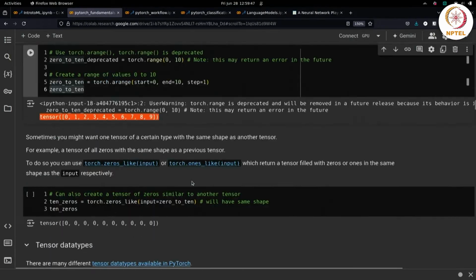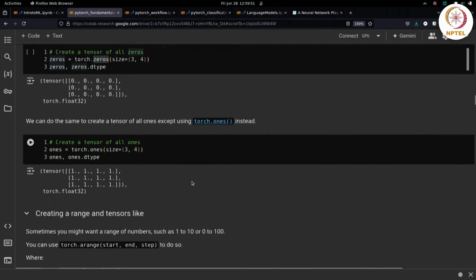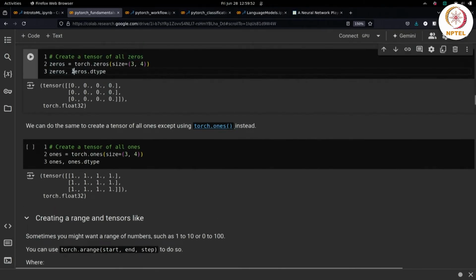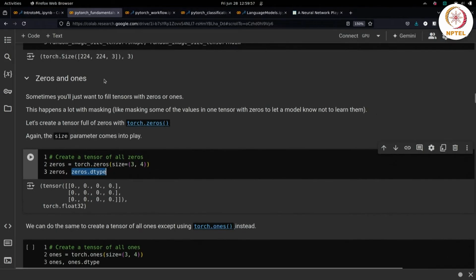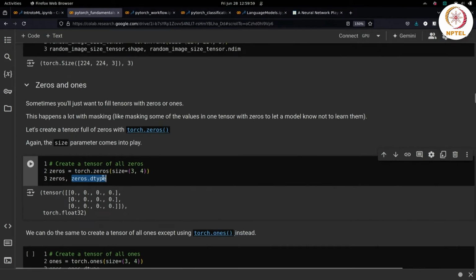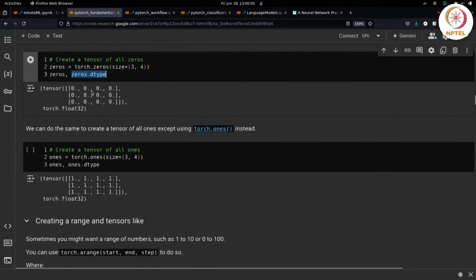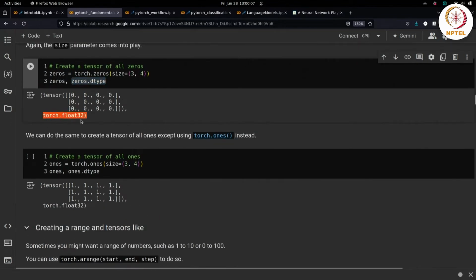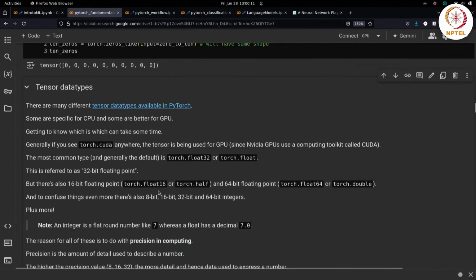Okay, so here, if you had noticed, we were also printing the dtype of a tensor, right? So like there was a dimension and a shape associated with the tensor, there is also a dtype, which is essentially the data type associated with the tensor. So when we print the data type, it says torch.float32. Let's take a closer look at what it means.